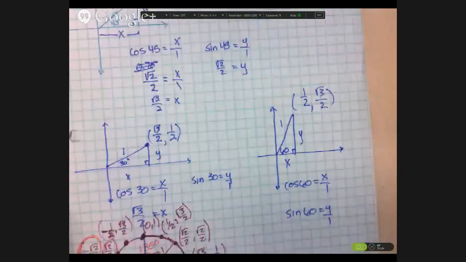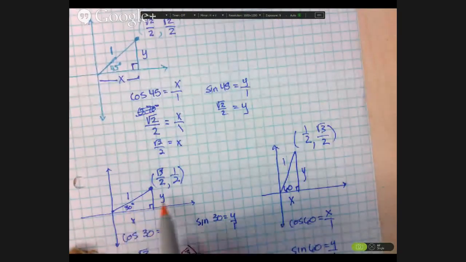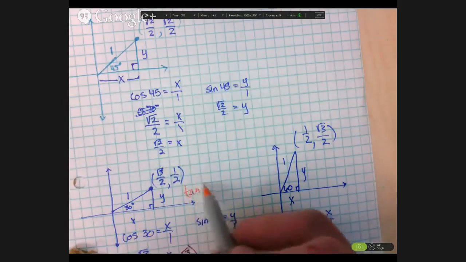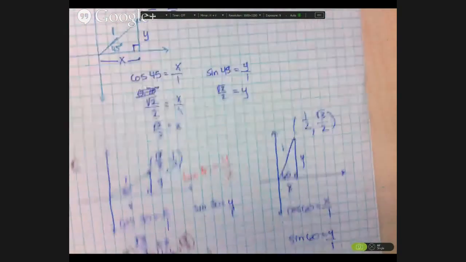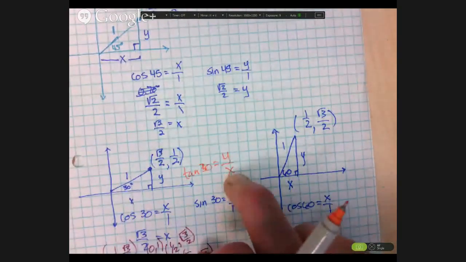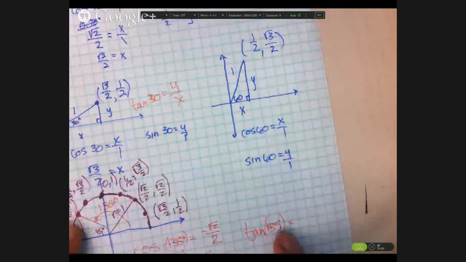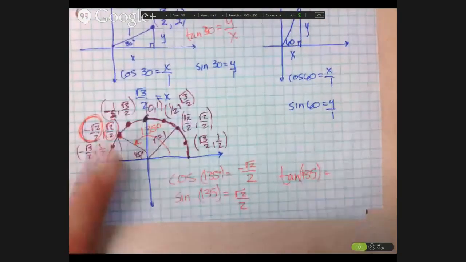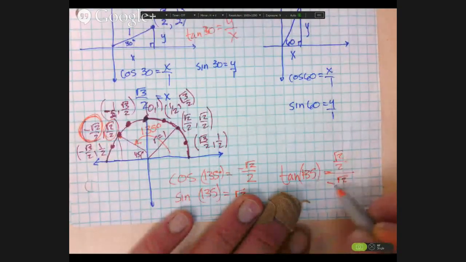So if I go back up here, the tan of 45 is what? Opposite over adjacent, right? So yeah, let me show you why. Tangent is opposite over adjacent, which in our case is the y over the x, right? Okay, so tan 45 is the y over the x.